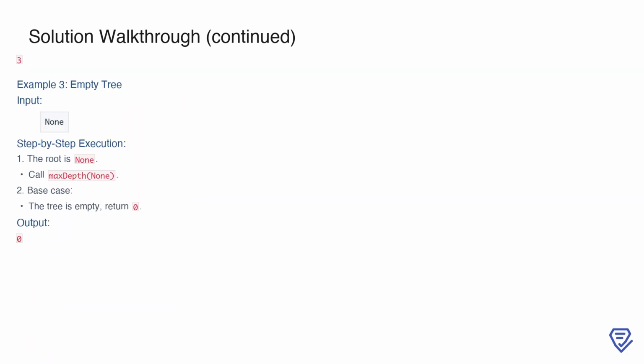In the final example, the input tree is empty, meaning the root is none. When we call maxDepth, none, the base case of the function immediately identifies that the tree is empty and returns 0. This is the maximum depth for an empty tree. With this, we've covered 3 scenarios: a balanced tree, a skew tree, and an empty tree, illustrating how the recursive solution handles each case effectively.